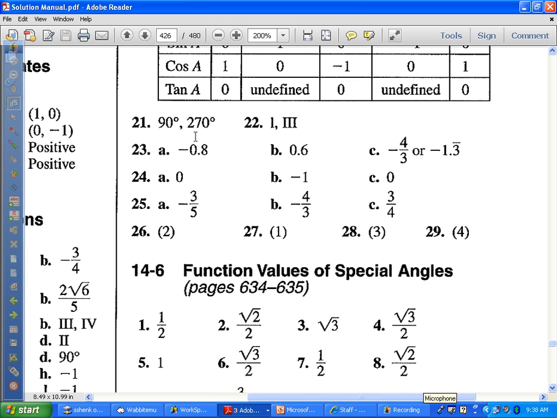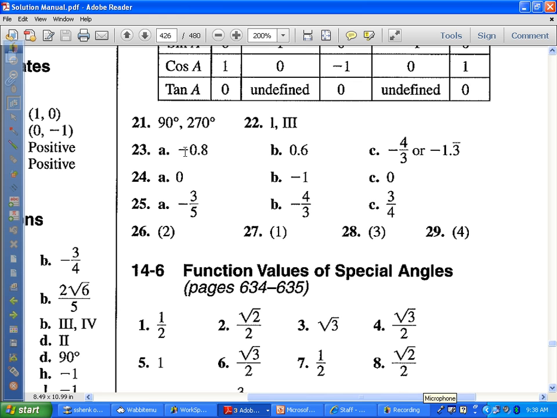Number 21, where is tangent undefined again? 90 and 270. Now, why is it undefined there? The x-coordinate is 0. Tangent is defined to be y over x. The x-coordinates are 0 at 90 and 270, so tangent will be undefined.